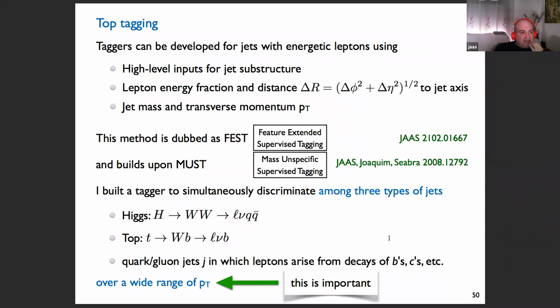And with that, a tagger can be built to discriminate at the same time, not only between one signal and the background, but between two signals and the background: Higgs decaying semi-leptonically, which when boosted gives a jet, top decaying semi-leptonically, which also gives a jet, and quark and gluon jets, which also have leptons from the secondary decays of the Bs and the Cs, etc. And this can be done over a very wide range of PT, and that is important.